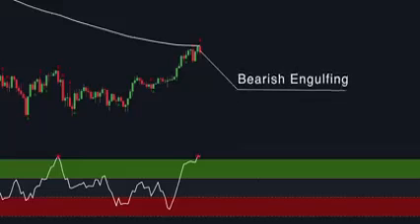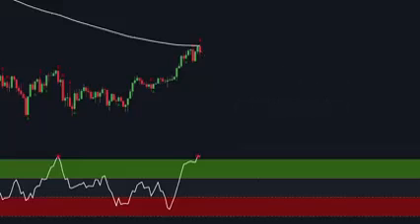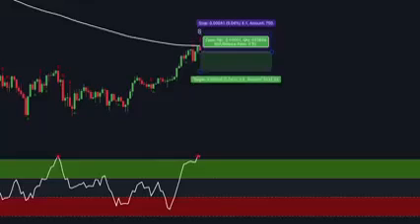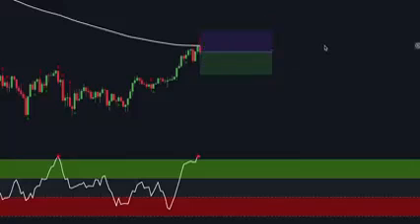Do not enter the trade if such a candle was formed after the money flow index left the oversold zone. Enter a short trade only if all the conditions are met. Place the stop loss above the swing high and target 2 times the risk. The stop loss should be adjusted to break even once half the profit has been made.